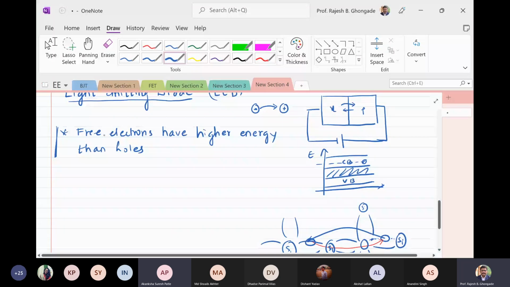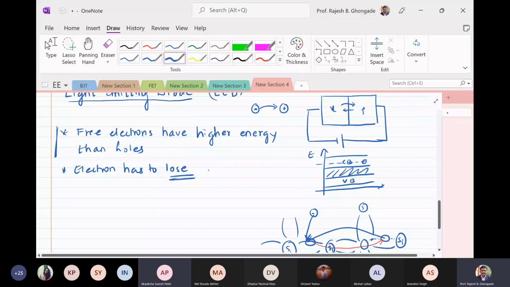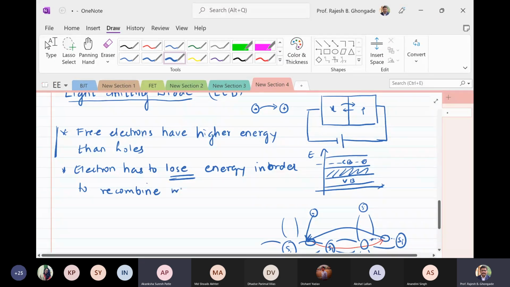Now these high energy electrons, when they recombine with holes, if an electron wants to occupy the hole, but the hole has got lower energy and this has got higher energy. So this electron has to lose some energy in order to recombine with hole.